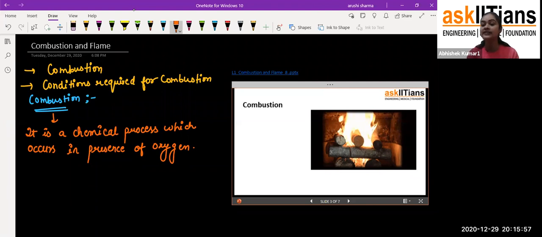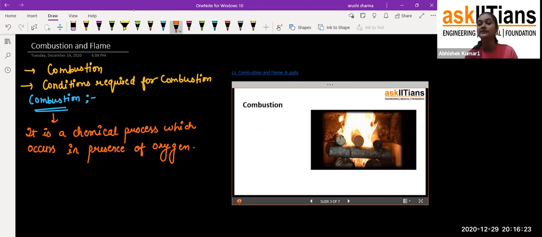And have you ever seen what we do before doing that? We just make sure that the wood is not wet, that it should be dry. It's not like it has some water in it, because if there is water, it is not going to burn.